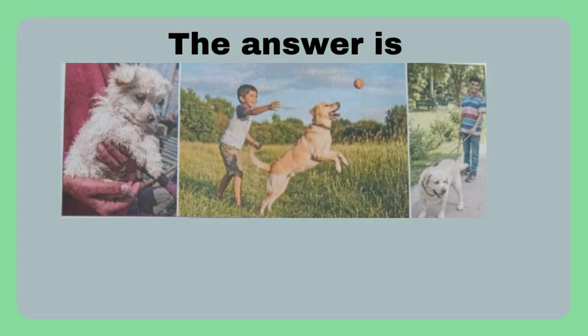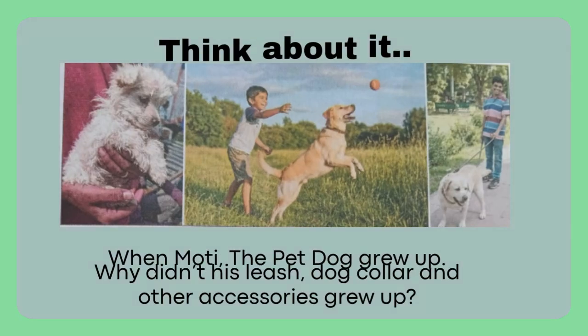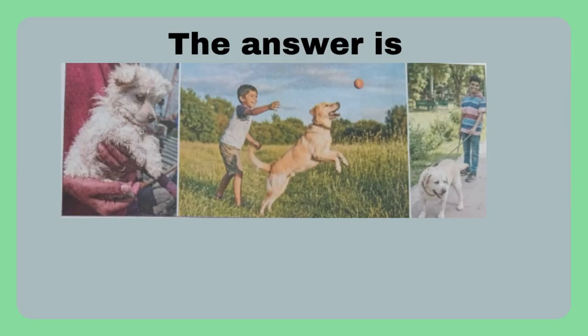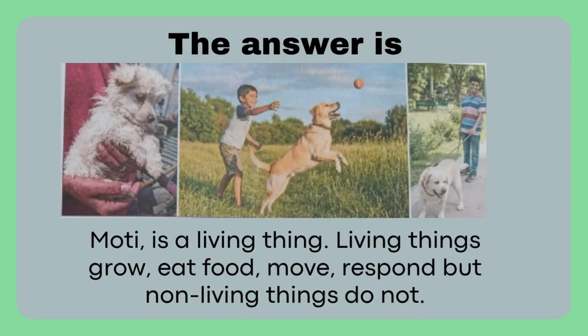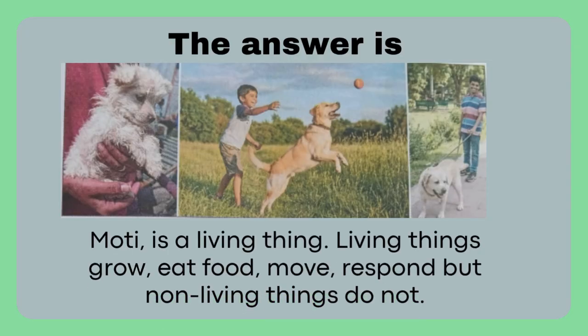Moti is a living thing. Living things grow, eat food, move, respond, but non-living things do not. The leash, dog collar, and other accessories were non-living things. That's why they did not grow up. But Moti, a living thing, grew up.